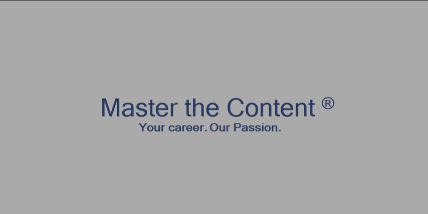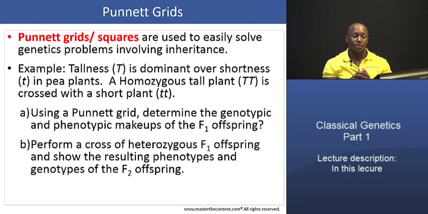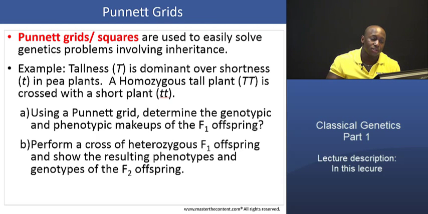Your career, our passion. And what I want to do next is look at Punnett grids, because that's a very useful genetic tool. I just introduced it in the monohybrid cross we just did. I wanted to do another example so you can develop a much better understanding of how to use this very useful genetic tool. Manipulating a Punnett grid is a very basic skill, and it's one that you should definitely look to master.